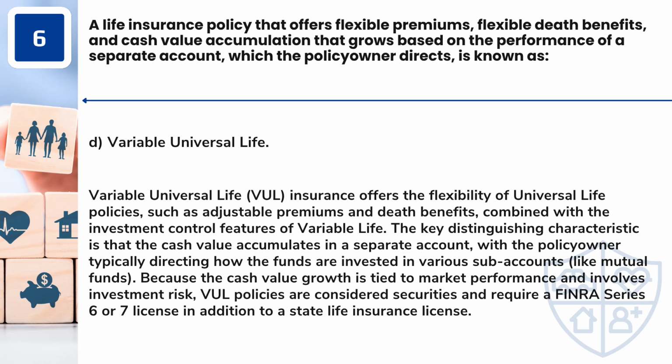Answer: D. Variable universal life. Variable universal life, VUL, insurance offers the flexibility of universal life policies, such as adjustable premiums and death benefits, combined with the investment control features of variable life. The key distinguishing characteristic is that the cash value accumulates in a separate account, with the policy owner typically directing how the funds are invested in various subaccounts, like mutual funds. Because the cash value growth is tied to market performance and involves investment risk, VUL policies are considered securities and require a FINRA Series 6 or 7 license in addition to a state life insurance license.